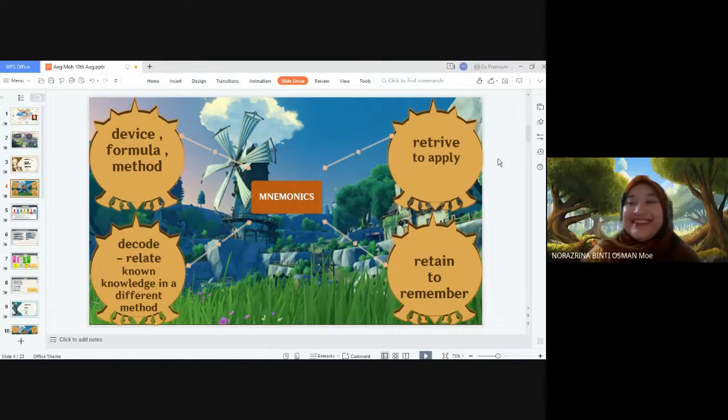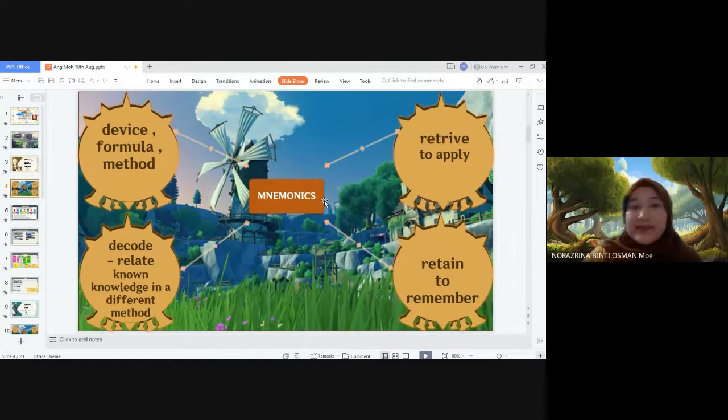Alright, this is the largest I can give you guys. I'm just going to continue with the first sharing that I'm going to do today, which is my favorite, mnemonics. Why I chose mnemonics? Because it helps my pupils to decode our formula or relate what they've already been taught, and we use a different device, formula or method for them to retrieve it back so that we can apply it in our class.